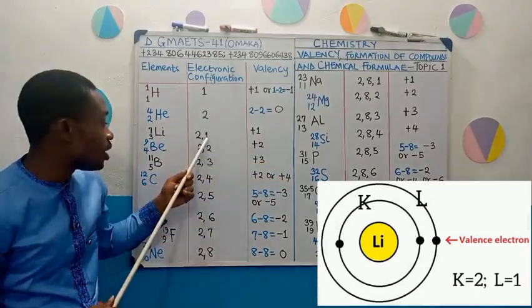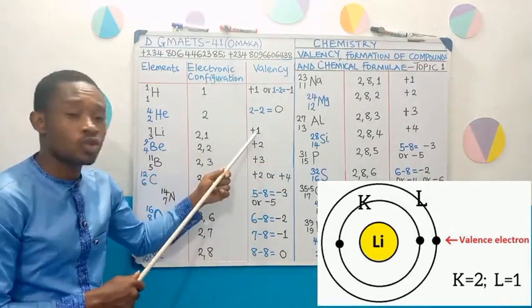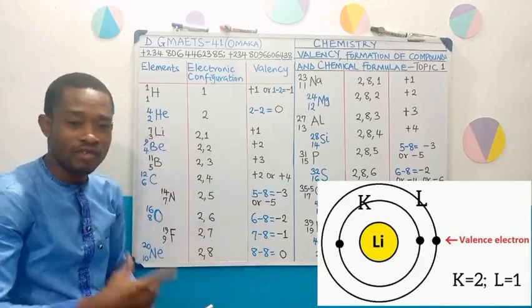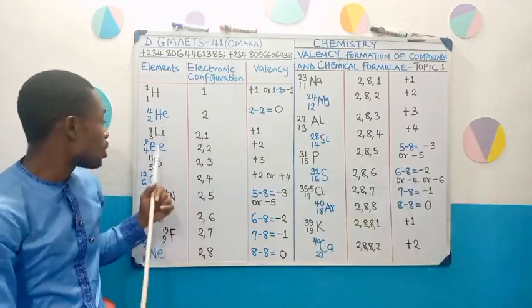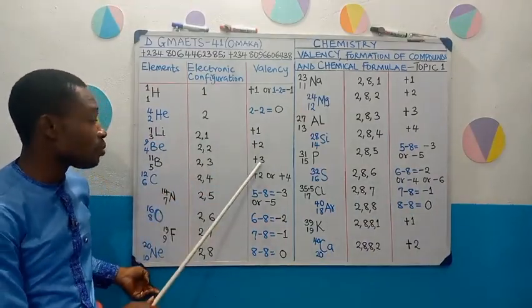Alright, so lithium here, the valence electron is 1. So the valency will be plus 1. Remember I told you for metals it's simply N plus. Just put a plus on the valence electron, that's all. Alright, we go to beryllium, the same thing, plus 2. Boron, the same thing, plus 3.